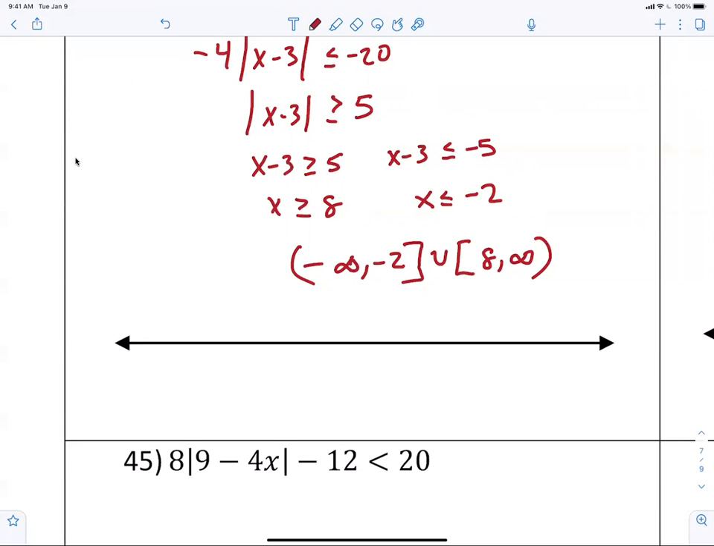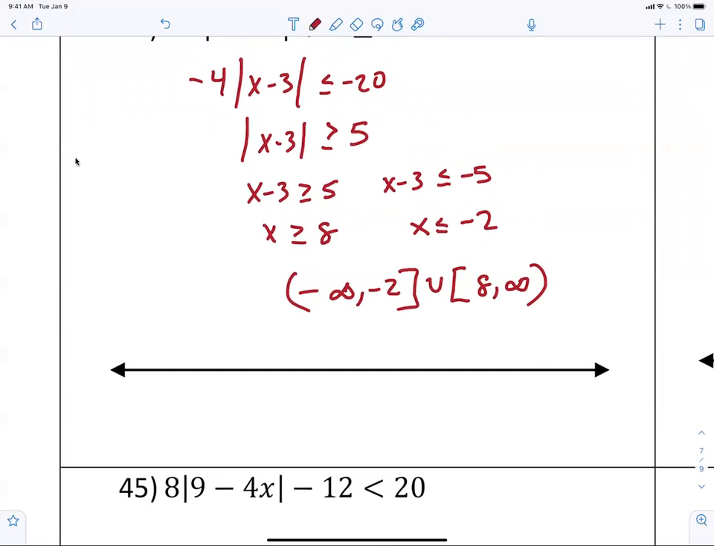Well, which one? Tell me. Let's go. You sure? Good for you, Molly. Come on, girl. Well, you just have to think about where's 8. Here's negative 2. If I'm greater than or equal to 8, I'm going this way. If I'm less than negative 2, I'm going this way. Right? Negative infinity is over here. Infinity is over here. Correct?